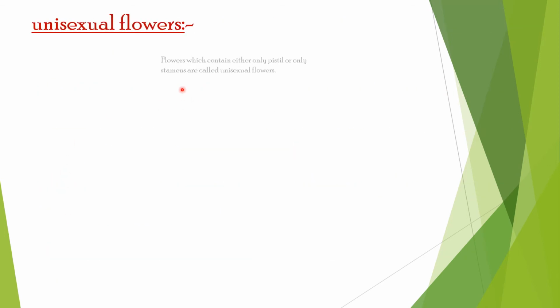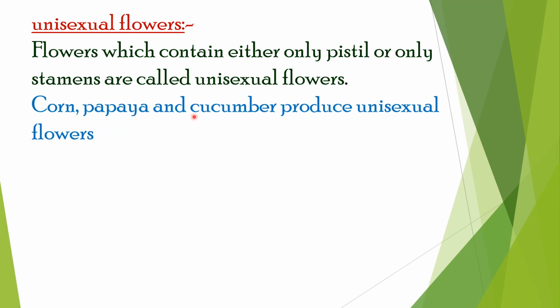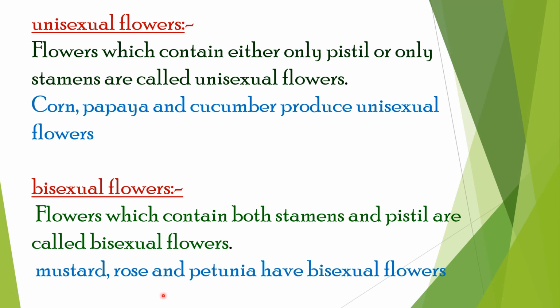Unisexual flowers. Flowers which contain either only pistil or only stamens are called unisexual flowers. For example, corn, papaya and cucumber produce unisexual flowers. Bisexual flowers. Flowers which contain both stamens and pistil are called bisexual flowers. For example, mustard, rose and petunia have bisexual flowers.